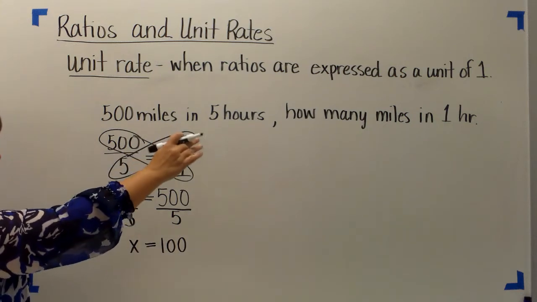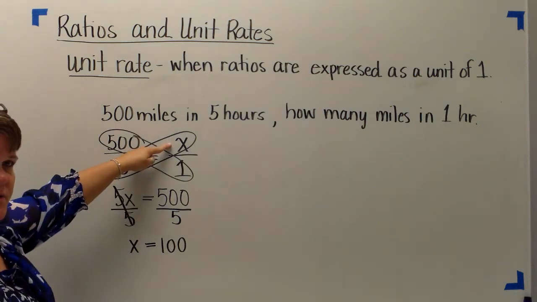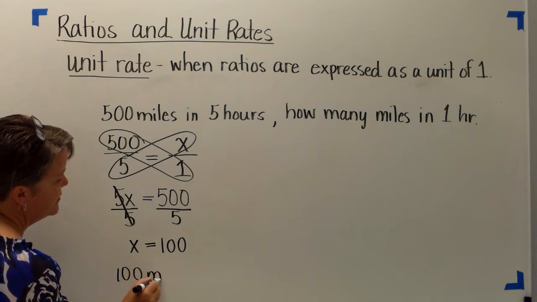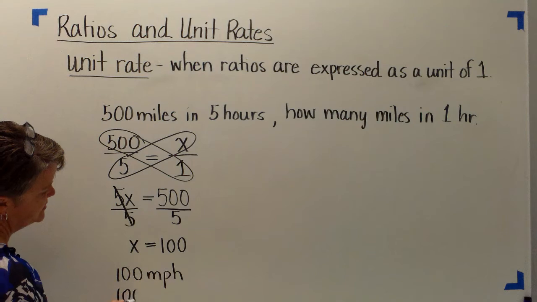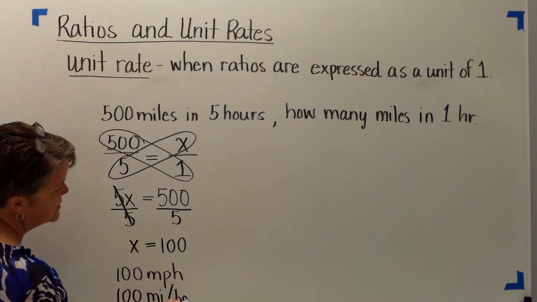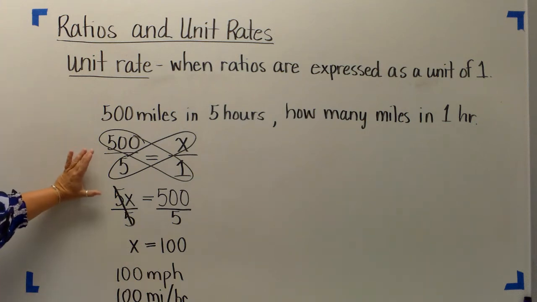So to answer how many miles do you drive in 1 hour, our value for x we now see is 100. So you would drive 100 miles per hour. Often the "per" is written if it's not mileage. It's usually miles per hour, another way to look at that, to write that unit rate. This is the way that we're going to be solving proportions in days to come.